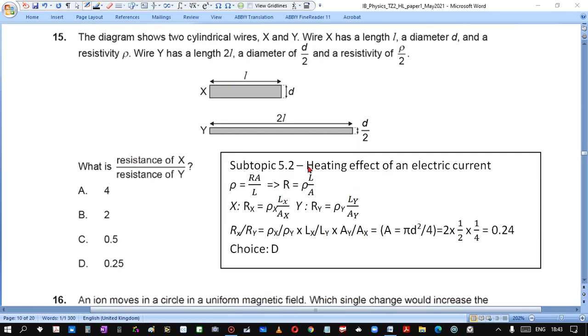So subtopic 5.2, we have the formula for resistivity. We write this formula for resistance. Write this formula for X and Y, then find the ratio and simplify. So instead of the ratio of two resistances, we have ratios of resistivities, lengths, and areas.